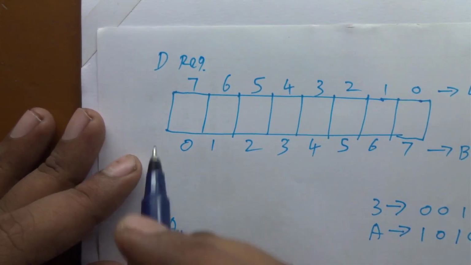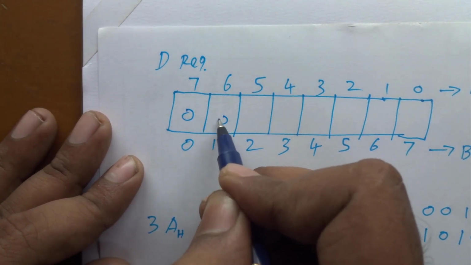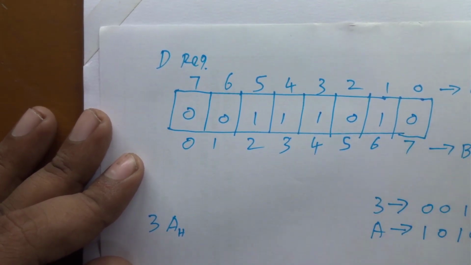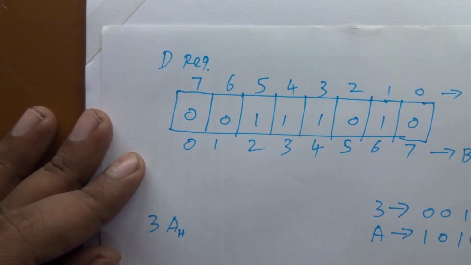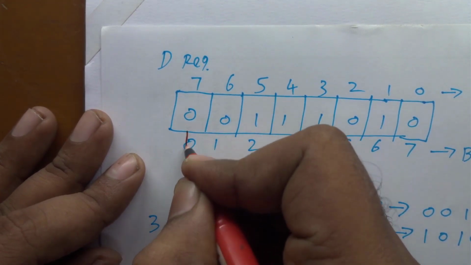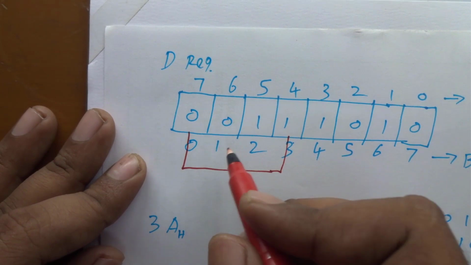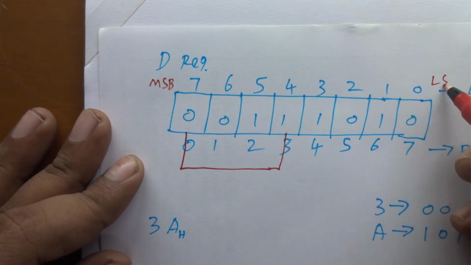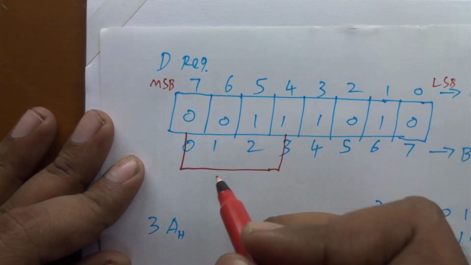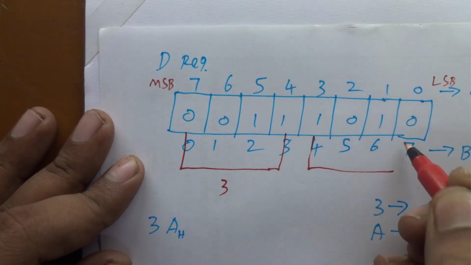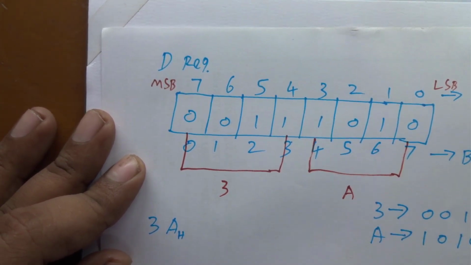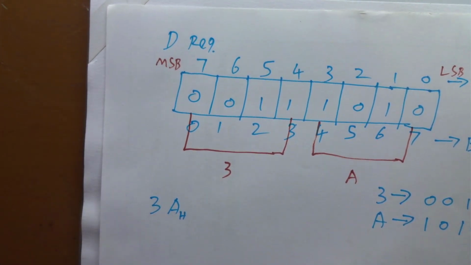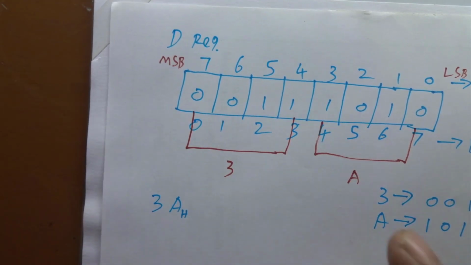By filling this in, now the bit positions will come: 0011 and A is 1010. So now you can say this is the most significant bit, MSB, and this is the least significant bit, LSB. This is 3 and this is A. So now your register content is 3A. This is applicable for all registers, not only this one, all registers.